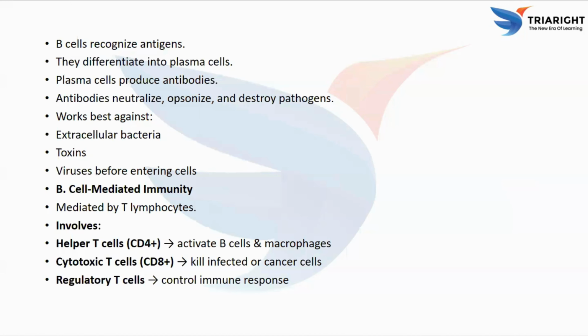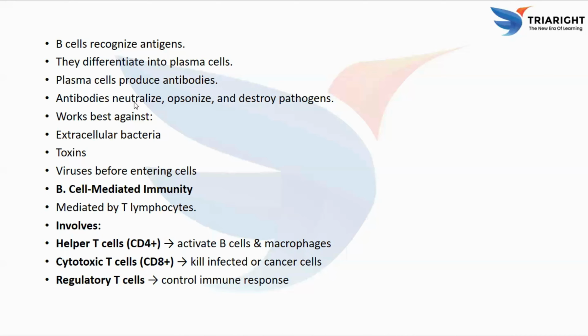So for example, a B cell may recognize a bacterial surface protein. The second step is that it differentiates into a plasma cell. Once it gets activated, often with help from helper T cells, the B cells turn into plasma cells, the antibody factories of your body. Then the plasma cells produce the antibodies. These antibodies circulate in the blood and attach to the antigens.